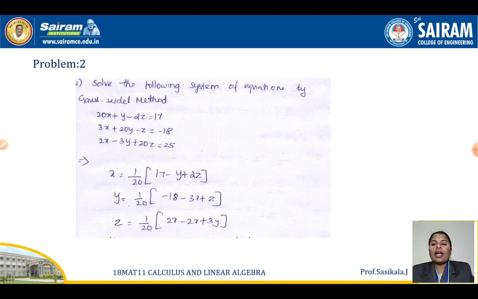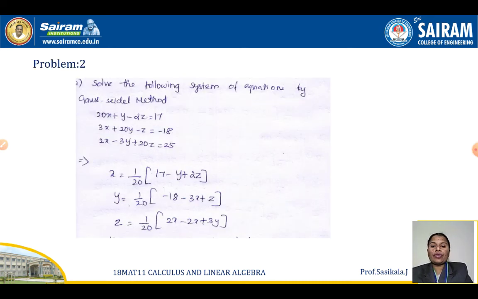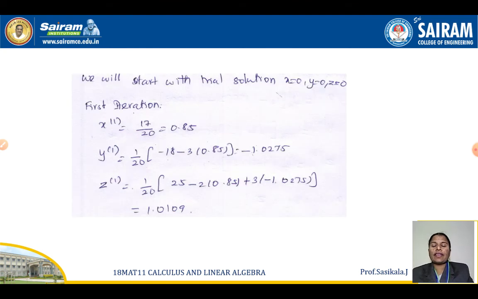So what you have to do, as per the initial one, I am going to start with x is equal to 0, y is equal to 0, and z is equal to 0. So what is your first iteration? Substitute your y equal to 0 and z equal to 0. I'll get just 17 by 20. The answer is 0.85. That is your x of 1.